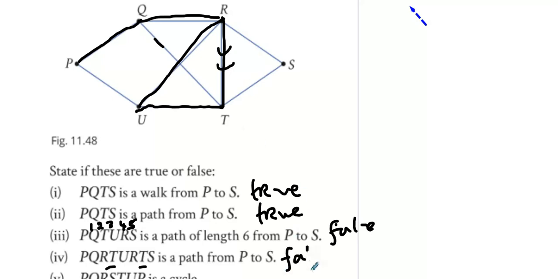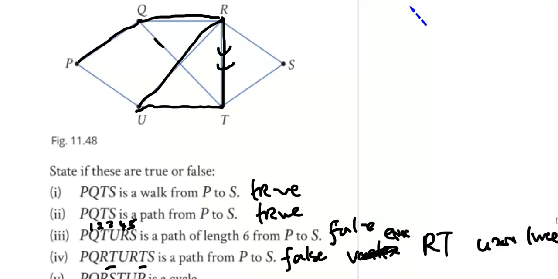R visits it twice. False. R to T, sorry. R to T used twice. Edge RT used twice. Okay.